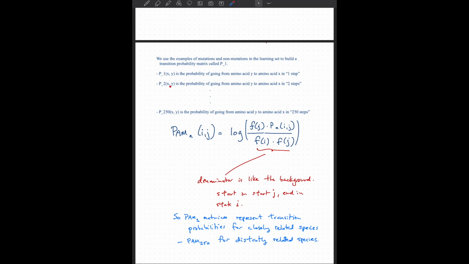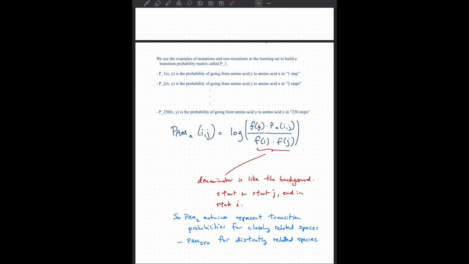And P2 is the probability of going from Y to X in 2 steps of your Markov model. And P250 is the probability of going from Y to X in 250 steps. So more formally, our PAM at N, for whatever i, j, is this log ratio that you've seen before, as with the background distribution and transcription factor binding sites. And here, the numerator is the frequency of J.